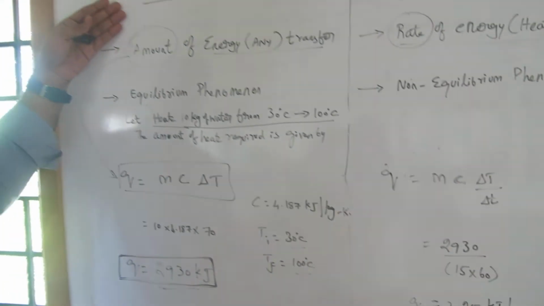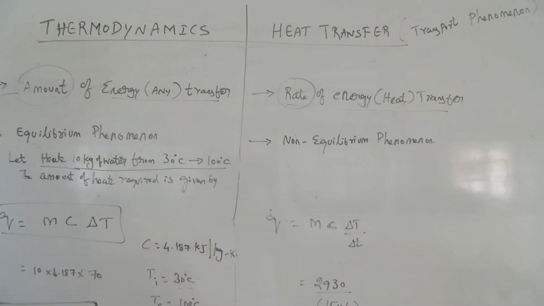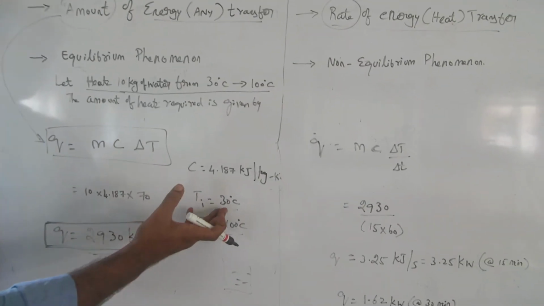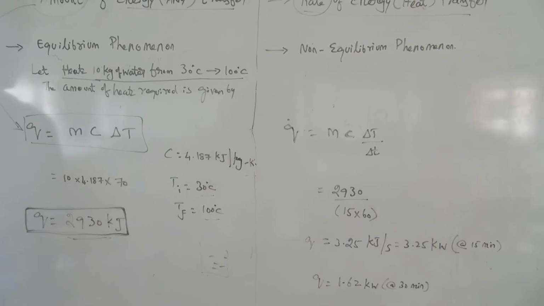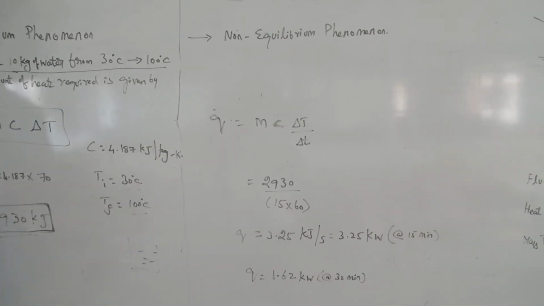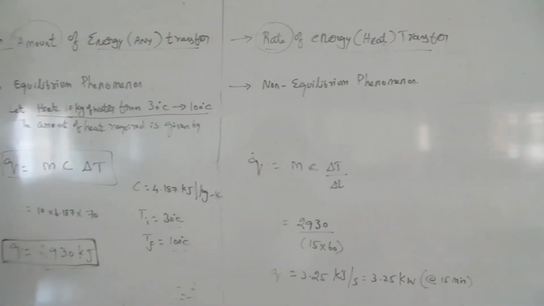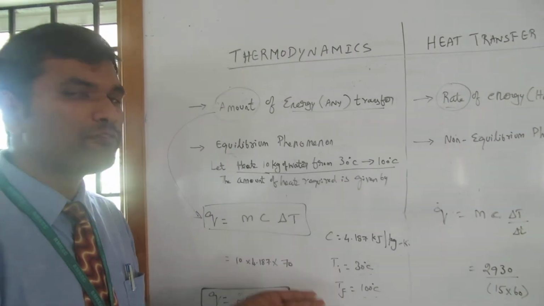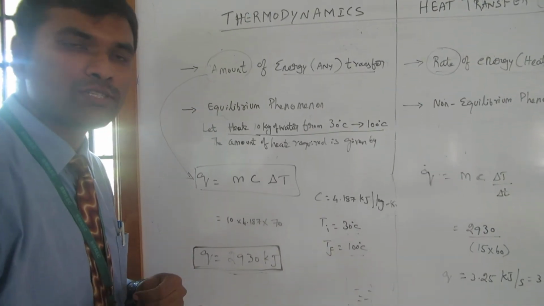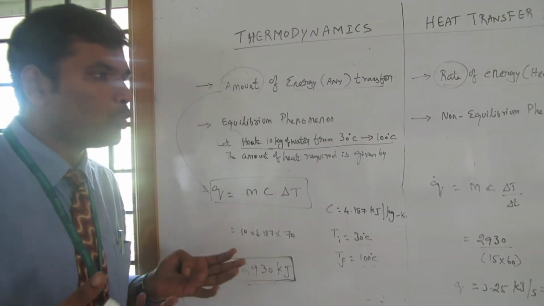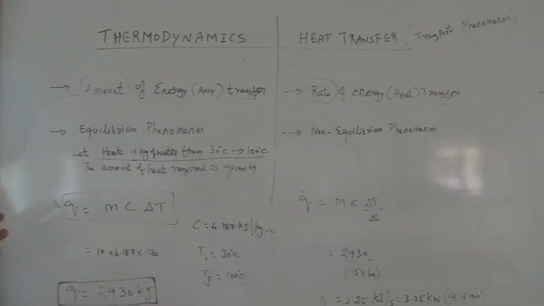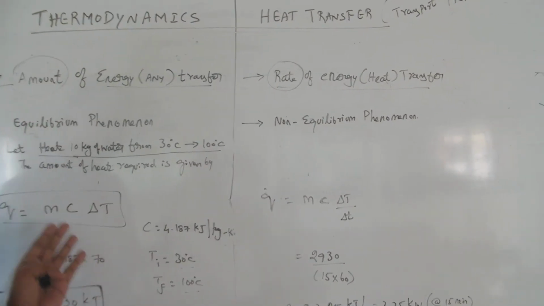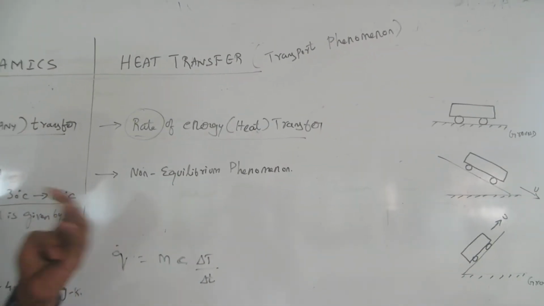So this is the role of thermodynamics. Thermodynamics tells about the amount, how much quantity is required to increase the water from 30 degrees centigrade to 100 degrees centigrade. But it doesn't say anything about how much time it takes. For instance, whether this temperature difference is going to be reached in 15 minutes or 1 hour or 2 days, we don't know. Thermodynamics doesn't tell anything with respect to the rate or time. So we go to some other concept which is called heat transfer.